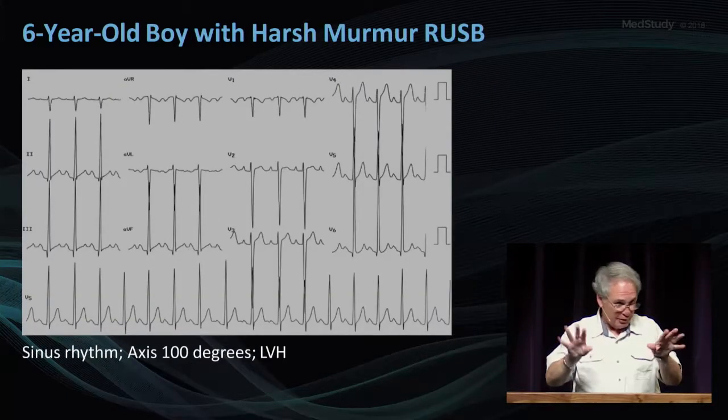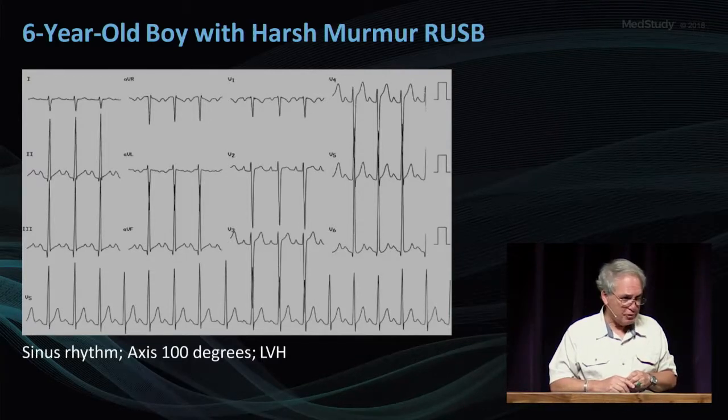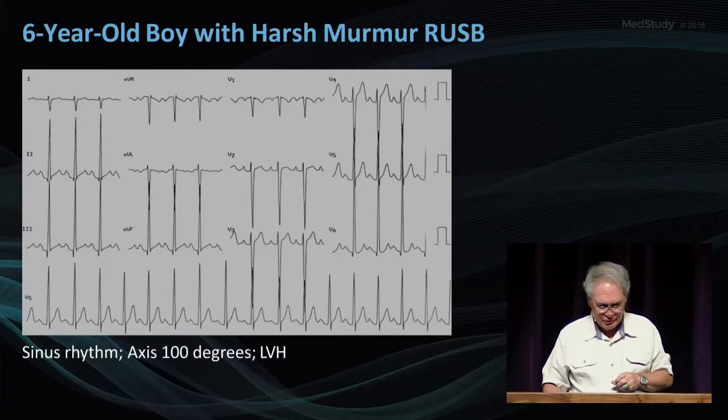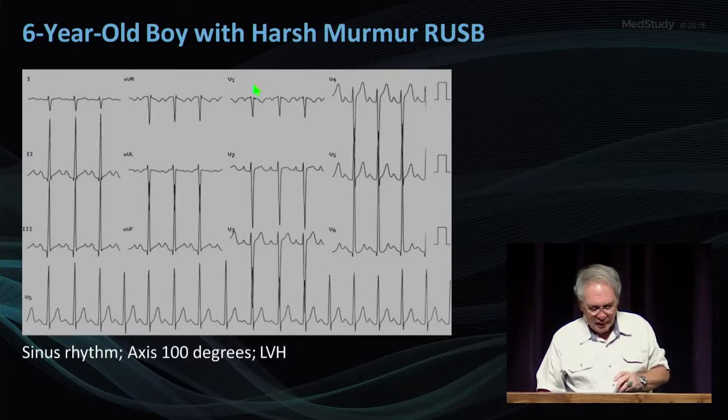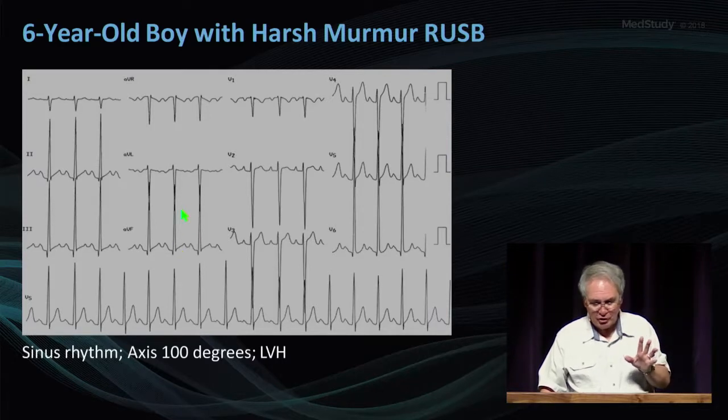Okay, another one. You have more in your syllabus, by the way. 6-year-old boy with a harsh murmur, right upper sternal border. Well, what produces a harsh murmur at the right upper sternal border? Could be aortic stenosis. Let's look at this. I see sinus rhythm. I see a P wave before each QRS. I see a positive deflection in AVF, so there's probably not an extreme axis deviation.